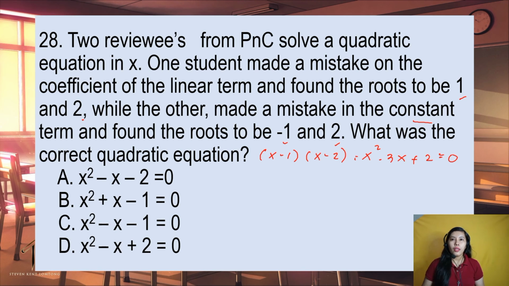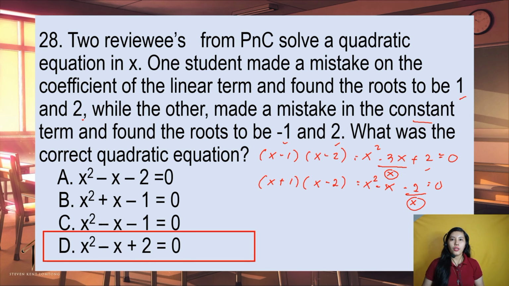Then, he made a mistake on the coefficient of the linear term, so this is wrong. For the second student, we have found the roots to be negative 1 and 2. So that is x plus 1 and x minus 2. By FOIL method, we have x squared, that's x, that's negative 2x, so that's minus x minus 2 is equal to 0. So the constant term here is wrong. So we have x squared minus x plus 2. And that is the correct equation.